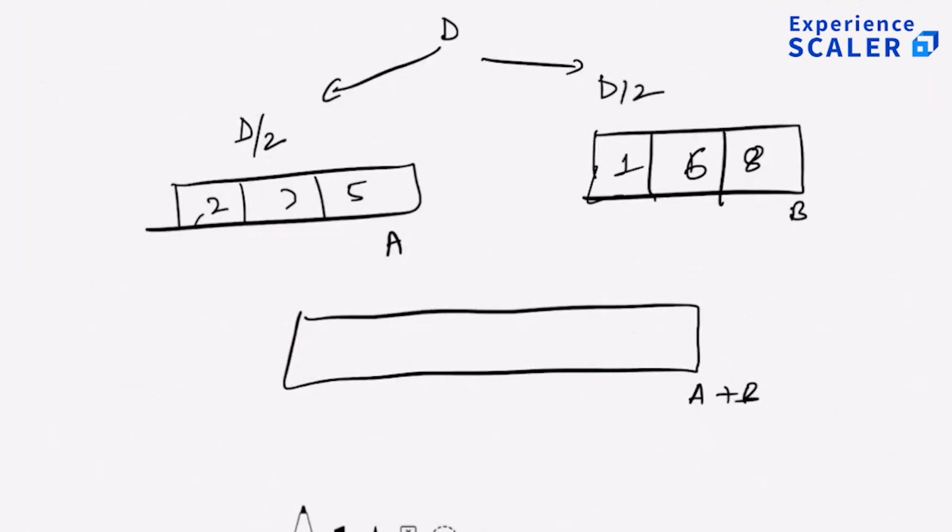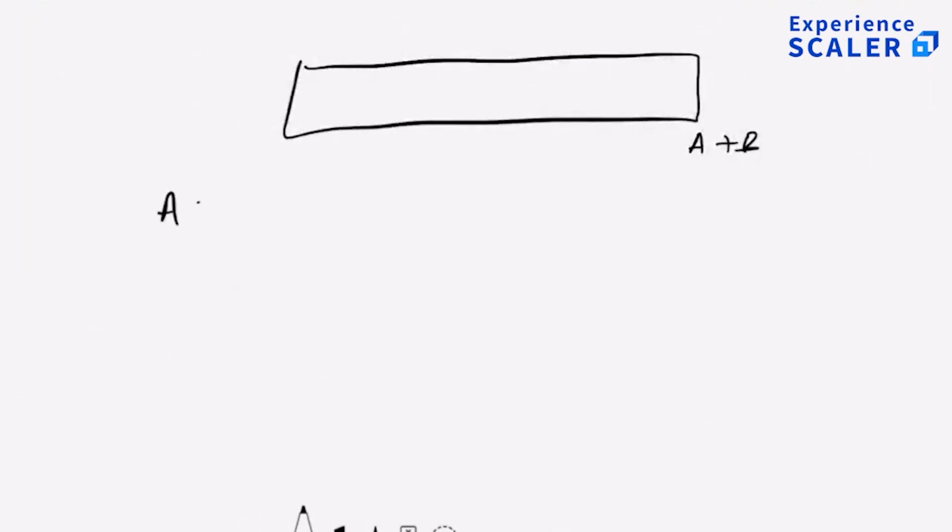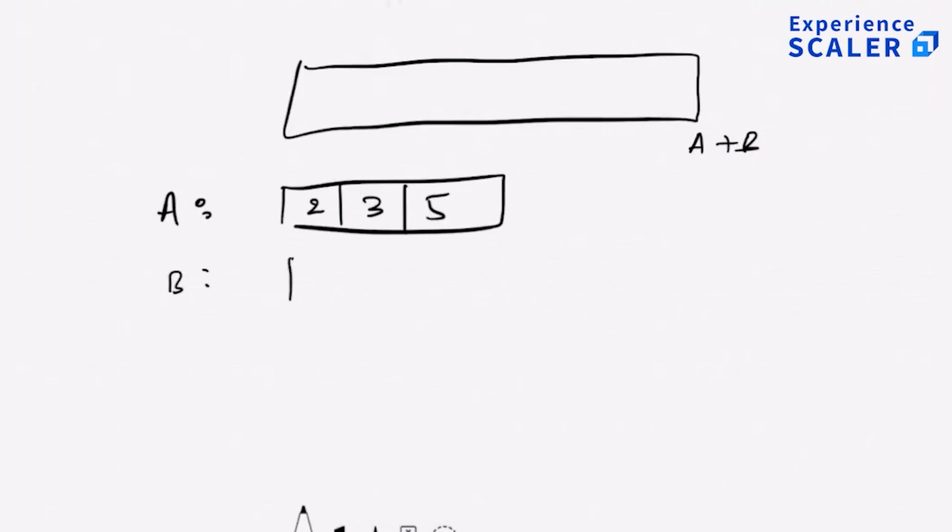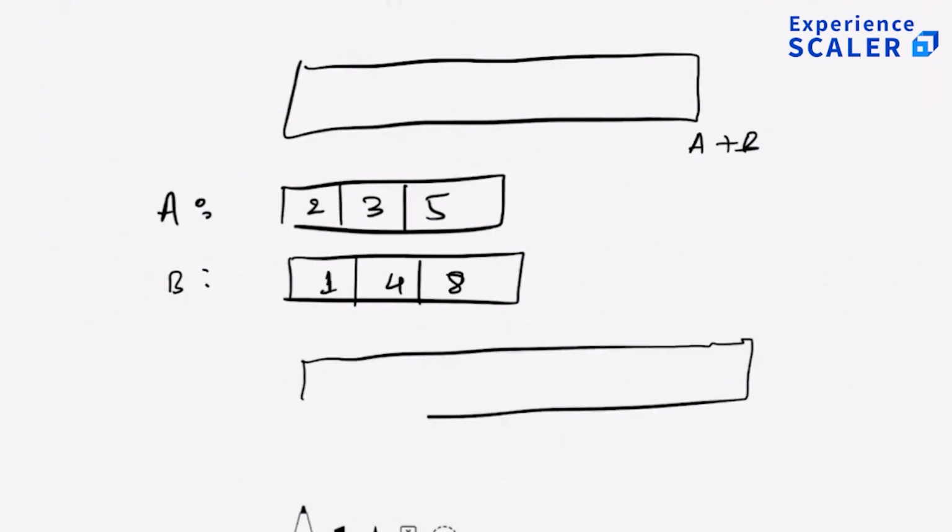Basically, if I have been given two arrays, let's say array A is 2, 3, 5, and array B is, let's say, 1, 4, 8. And I have to create a sorted array of size 3 plus 3, which is 6: 1, 2, 3, 4, 5, 8. This is the eventual sorted array I have to create.